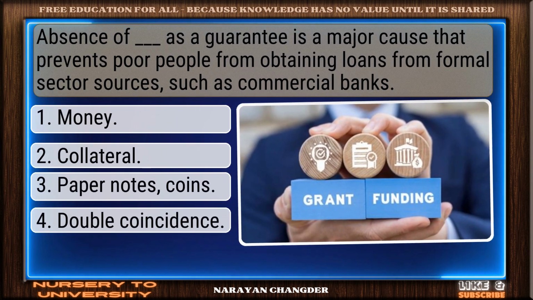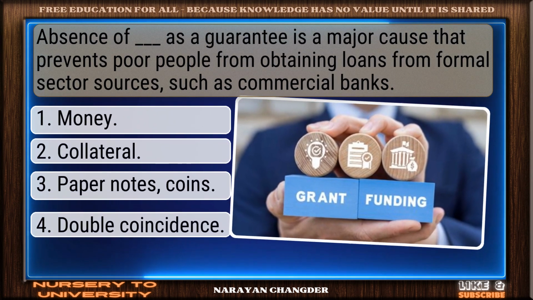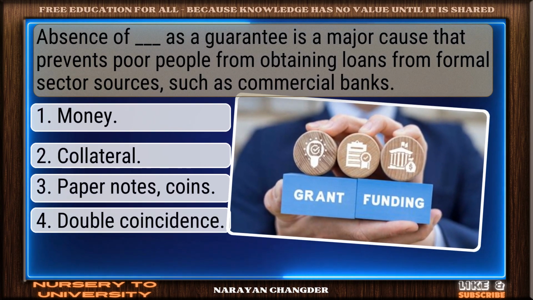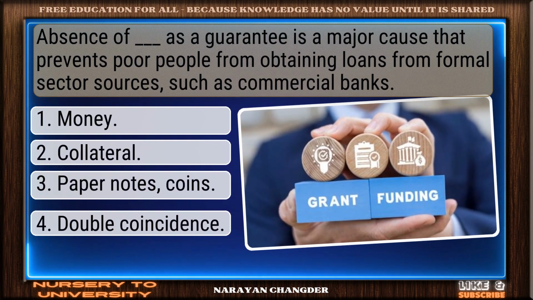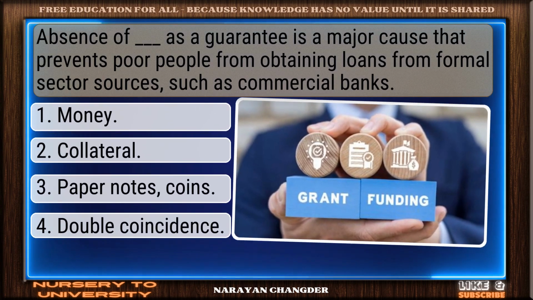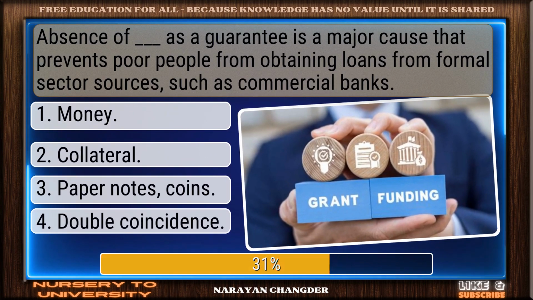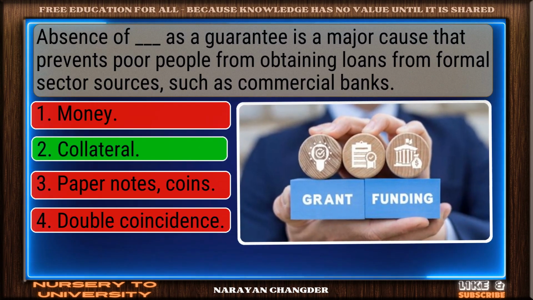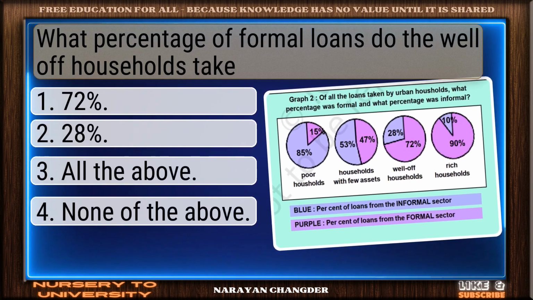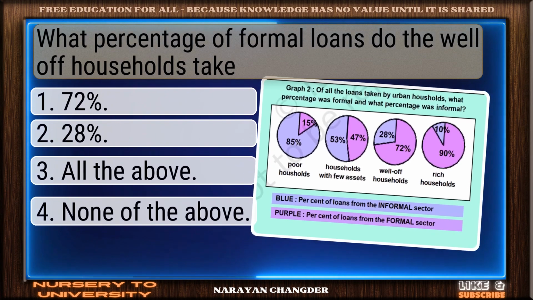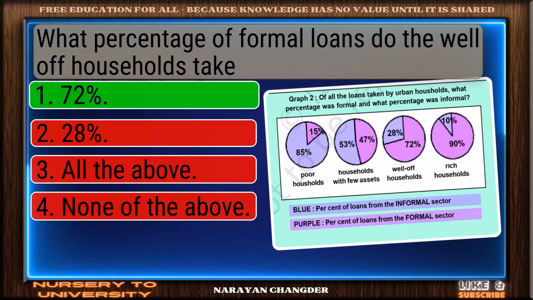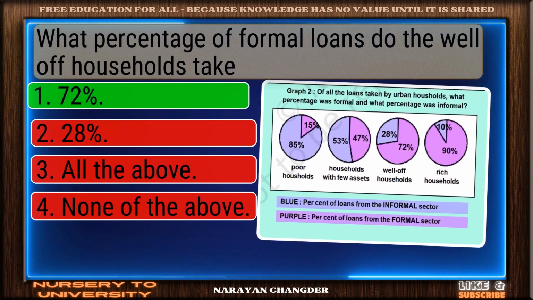Absence of dash as a guarantee is a major cause that prevents poor people from obtaining loans from formal sector sources, such as commercial banks. Great thinking. Collateral is right. What percentage of formal loans do the well-off households take? Great job. 72% is accurate.